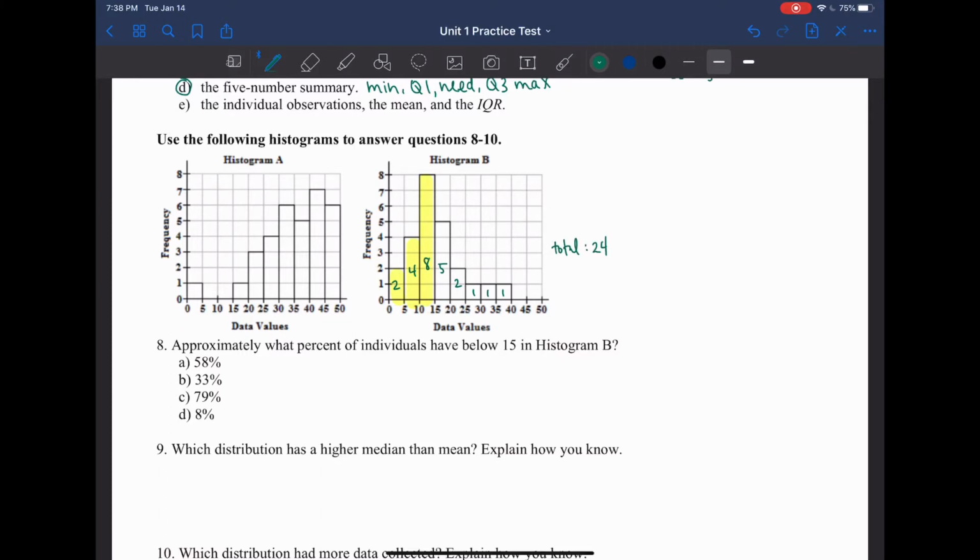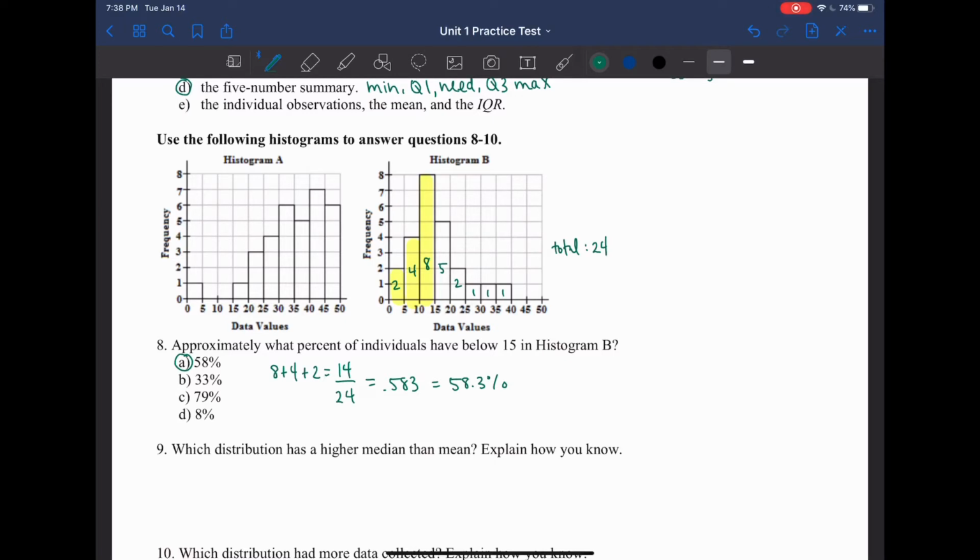So to figure out the percent of individuals that have below 15 in histogram B, we're going to add together 8 plus 4 plus 2, which is 14, and divide that by the total. So 14 divided by 24 is 0.583, which means that's 58.3%. So the correct option here would be A.